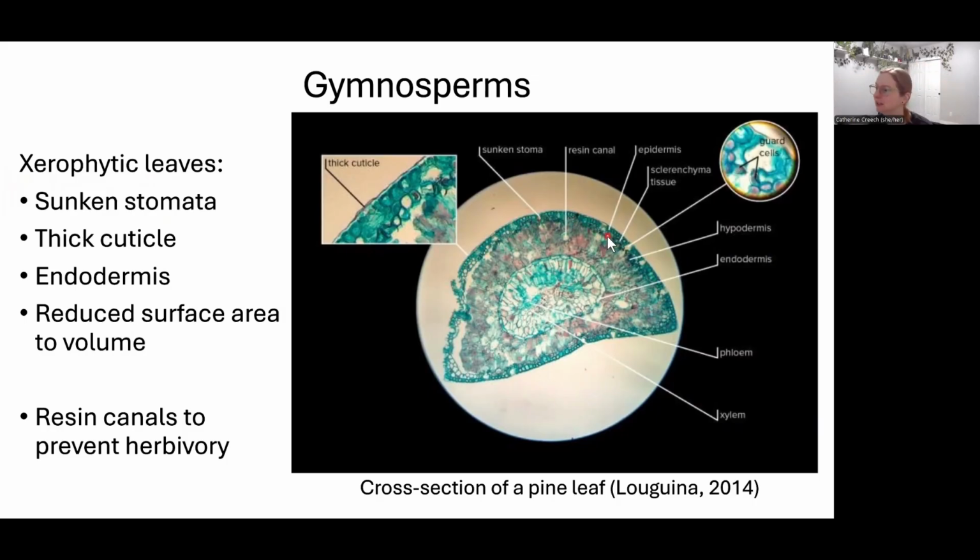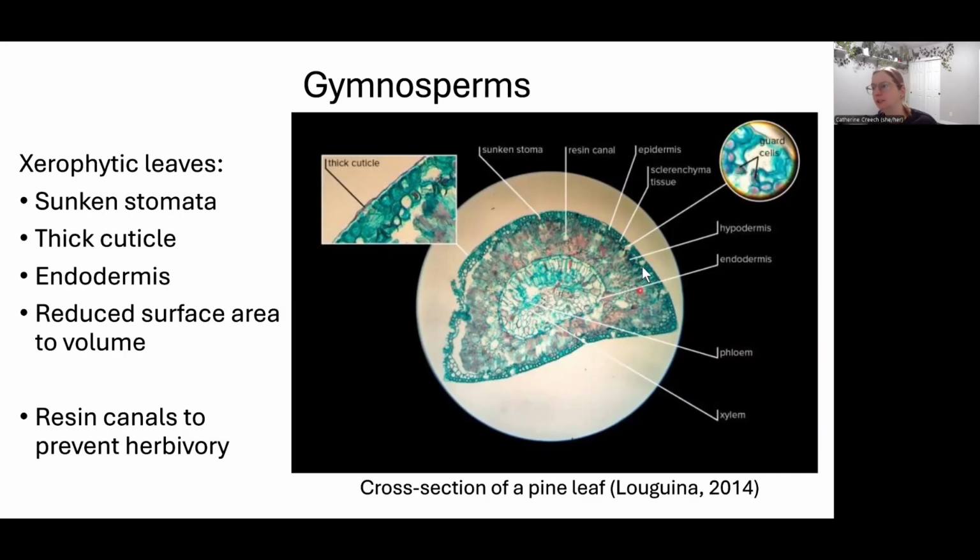And that creates a tiny micro habitat for them where the humidity can be higher in that shrunken pocket than it is outside of the leaf. They also have a nice thick cuticle to prevent desiccation. They have an endodermis, which wraps around the xylem and the phloem. So that's this layer here, the endodermis, that prevents desiccation.